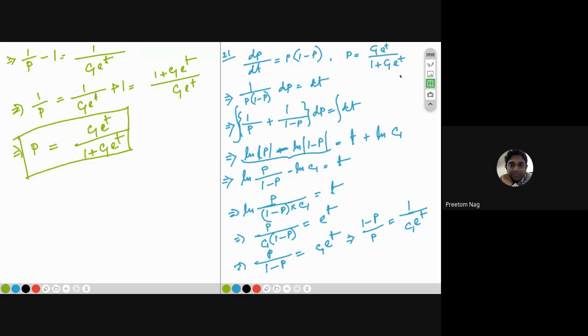Okay, or as I said, the way we solved the last problem, we took dp by dt and then produced p into 1 minus p on the right hand side. Okay? So this is the process of 21. Is it okay for everyone? Can everyone understand? Yes, sir.